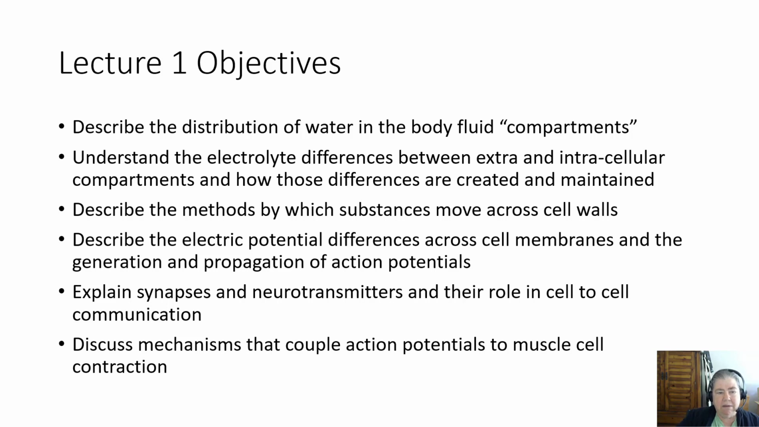We're going to briefly talk about synapses and neurotransmitters and how they create the cell to cell communication that allows these action potentials to spread from one cell to another. And then we're going to talk about how action potentials are coupled to muscle cell contraction.